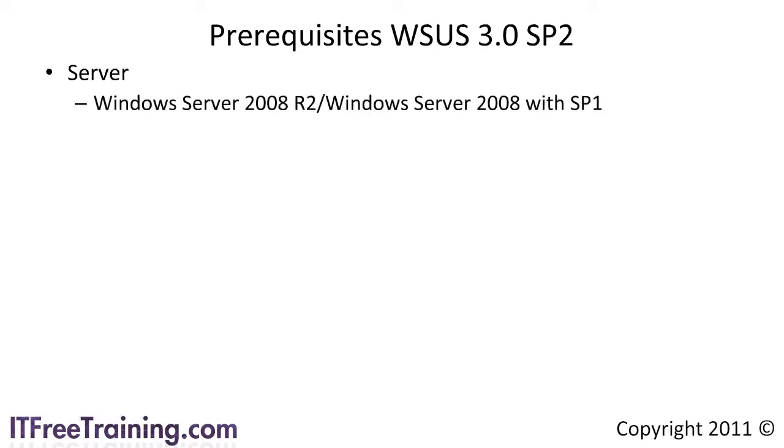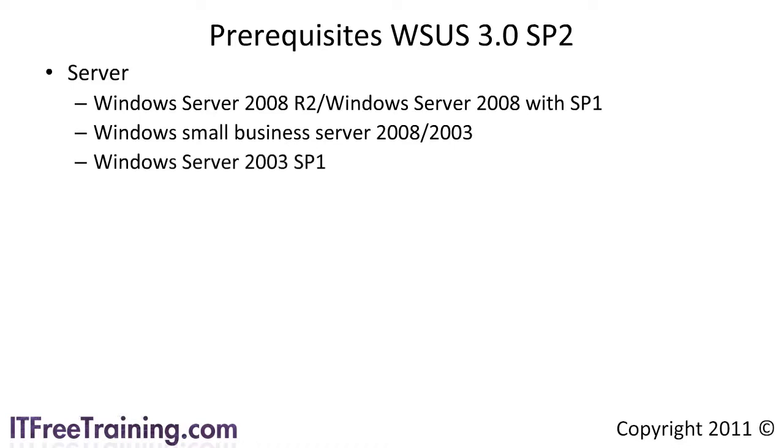First, Windows Server 2008 Release 2 or Windows Server 2008 with Service Pack 1. WSUS also supports Windows Small Business Server 2008 and 2003, as well as Windows Server 2003 with Service Pack 1. There are also a number of software prerequisites to run WSUS. First, you need to have installed .NET Framework 2.0.